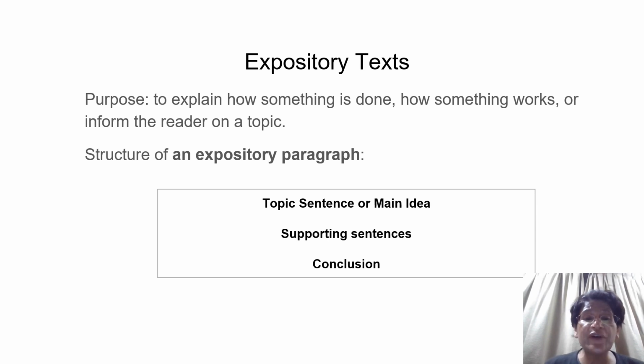An expository paragraph includes a topic sentence or main idea sentence, which shows what the paragraph is about; supporting sentences, which provide details, facts, reasons, examples, and explanations; and a conclusion, where the main idea of the paragraph is restated or paraphrased.